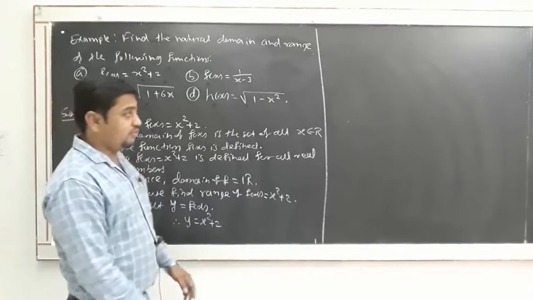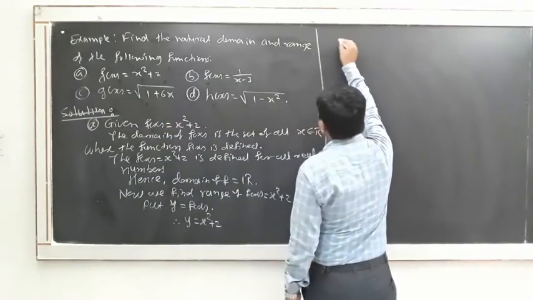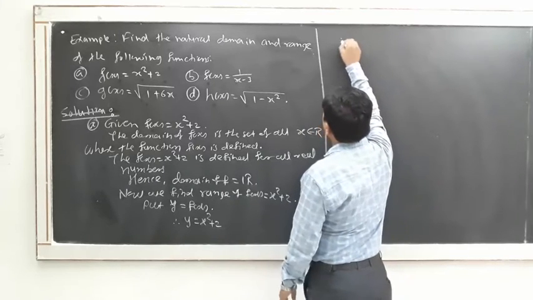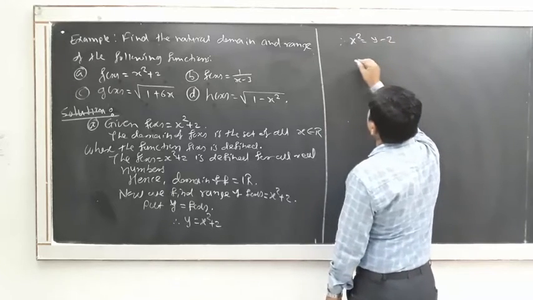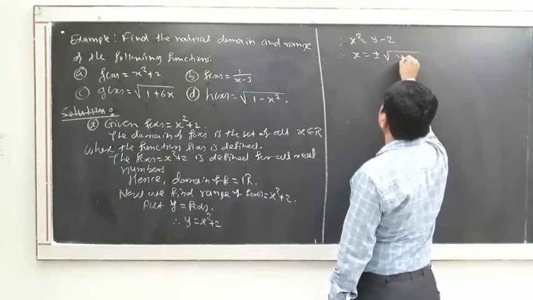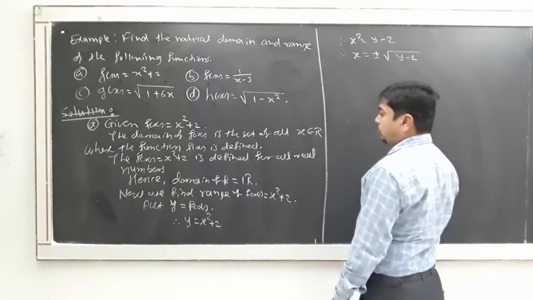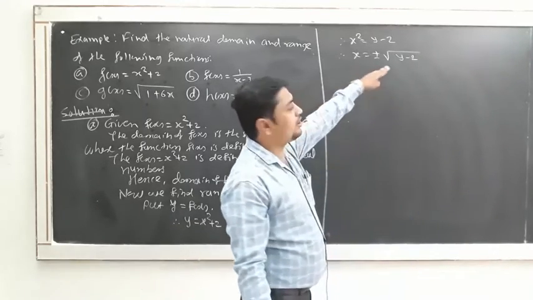Now what is the second step? The second step is to solve this equation for x. So you can write x square is equal to y minus 2. Therefore x is equal to plus minus square root of y minus 2. So this is what we get for x.